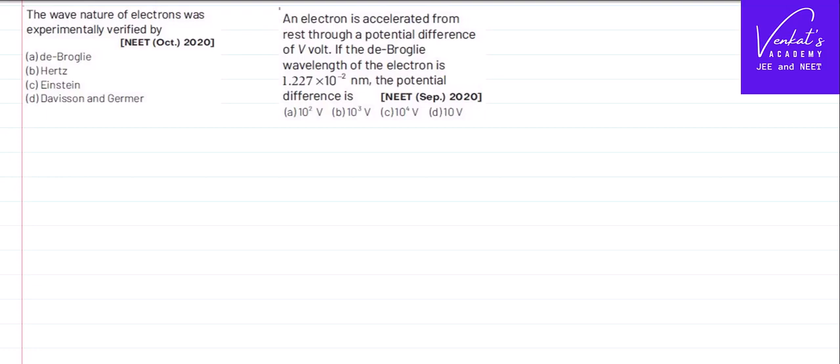These are the two simple questions that appeared in NEET 2020, in two different papers that year. The first question is: the wave nature of the electrons was experimentally verified by what?